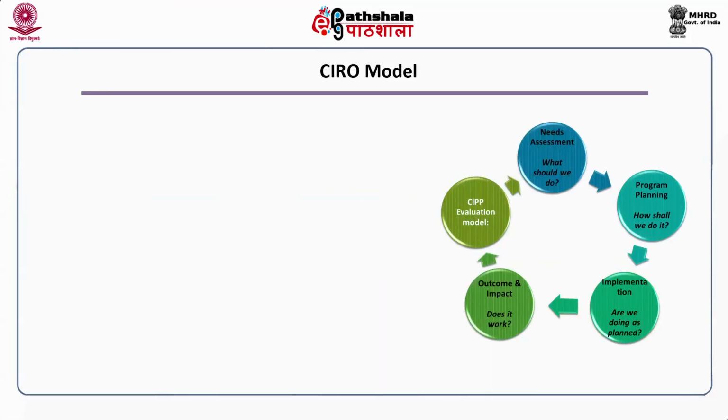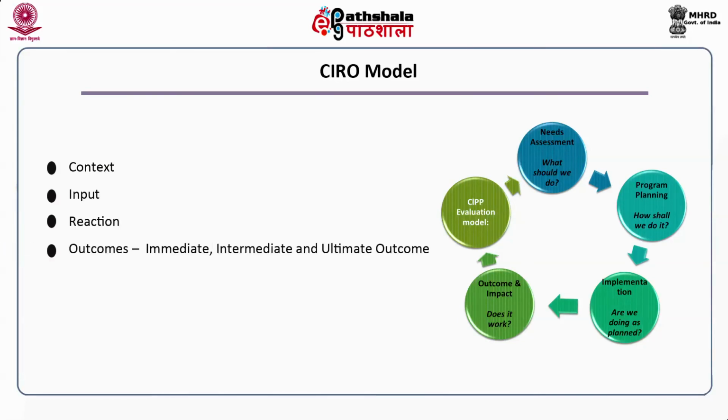The CIRO model can be seen here: context, input, reaction, outcomes. Outcomes are immediate, intermediate and ultimate outcome, or cognitive outcome, skill-based outcome and affective outcome.